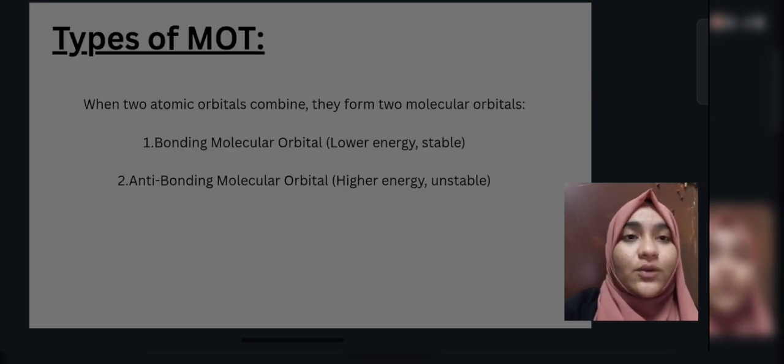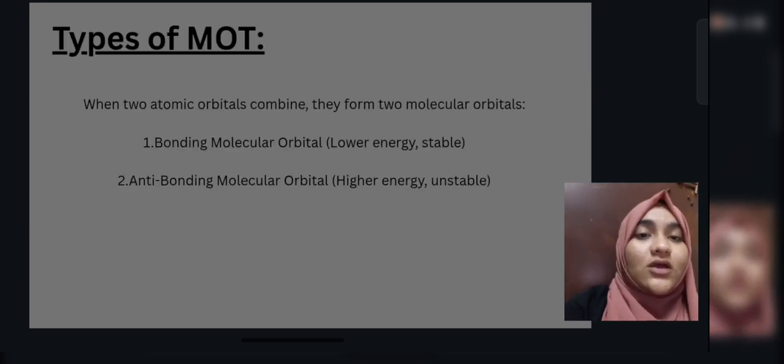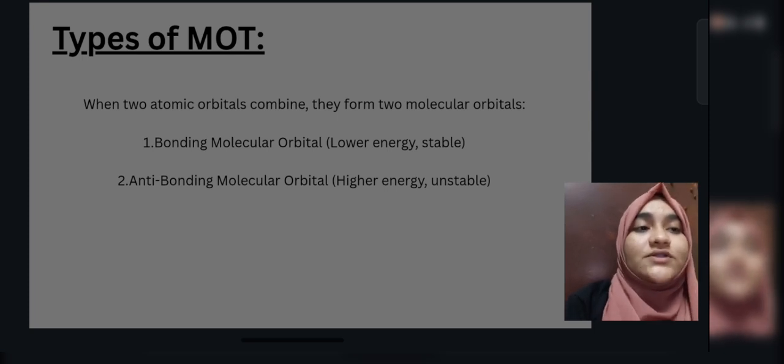Types of molecular orbitals. When two atomic orbitals combine, they form two molecular orbitals. One is the bonding molecular orbital and the second is the anti-bonding molecular orbital, as we discussed in the previous section.